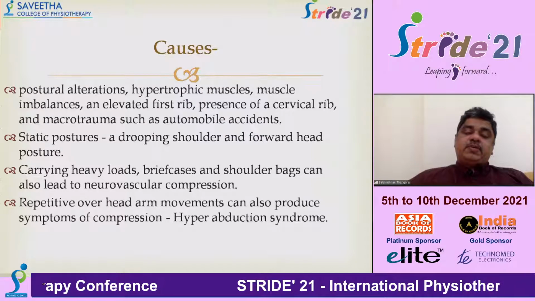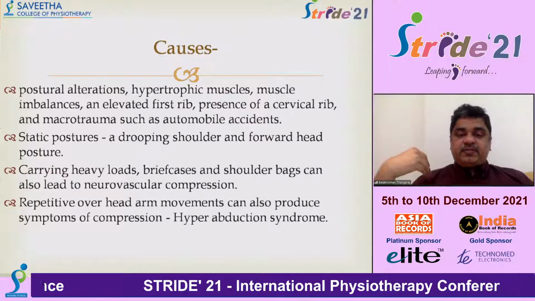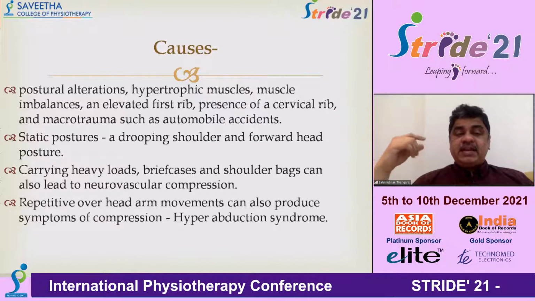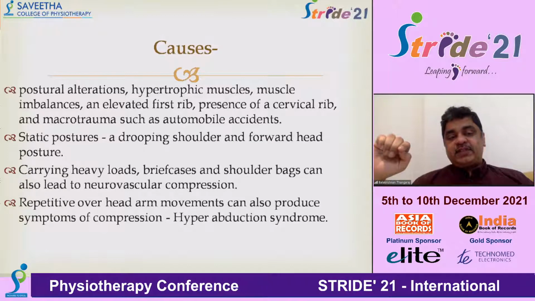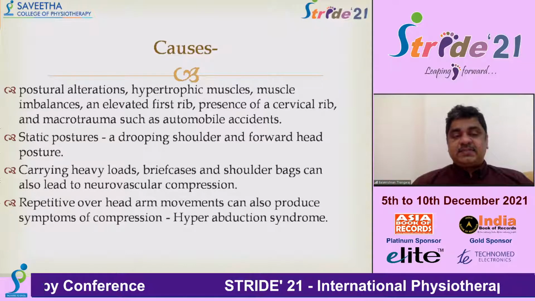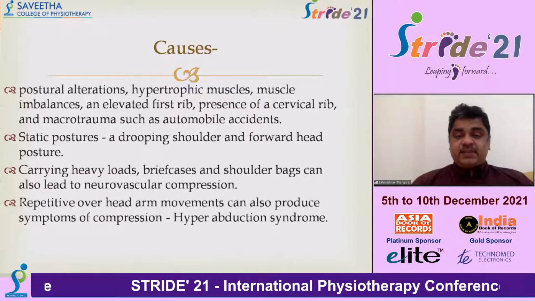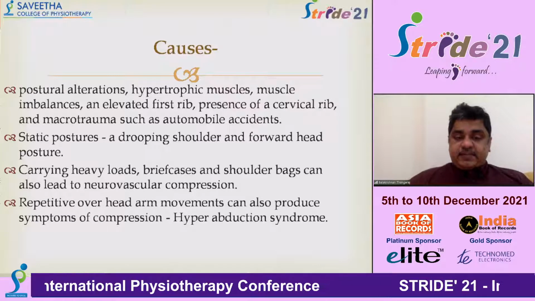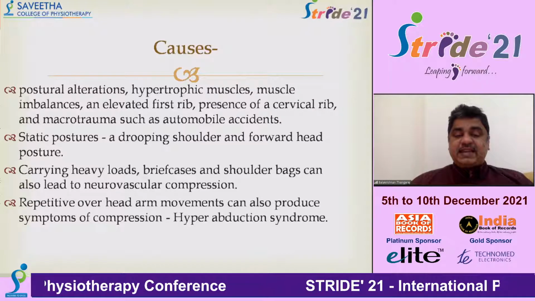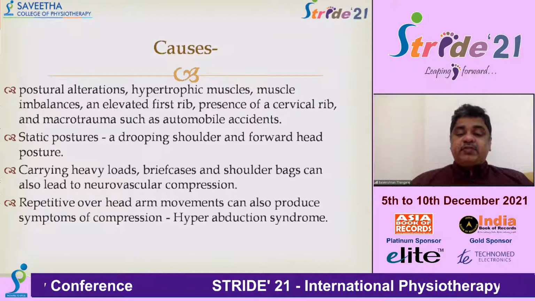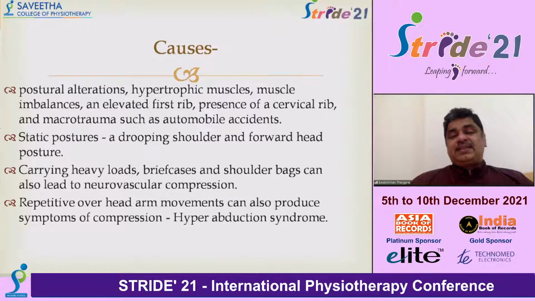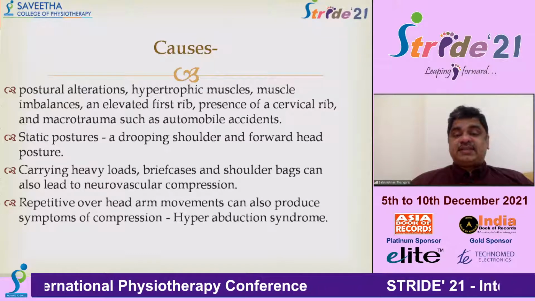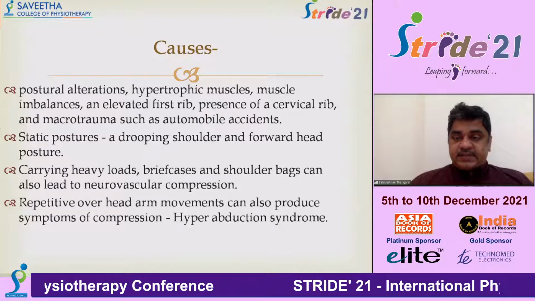When we spoke about all these levels of compression, we were talking about repeated compression and the very direct influence of postural alterations, hypertrophic muscles, muscle imbalance, an elevated first rib, the presence of a cervical rib, and macrotrauma such as automobile accidents, static postures, carrying heavy loads, and repetitive overhead movements like hyperabduction syndrome. These are the lifestyle reasons which can cause all these symptoms or compressions. Next, please.